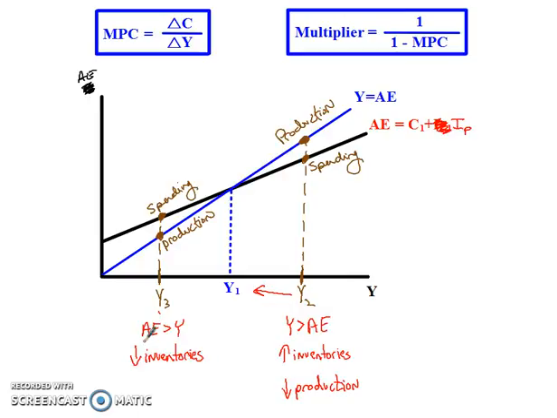So if spending is greater than production, companies are going to make up for that by selling their products that they have on the shelf that they weren't planning on selling. They're going to sell it, and that's going to cause inventories to go down.